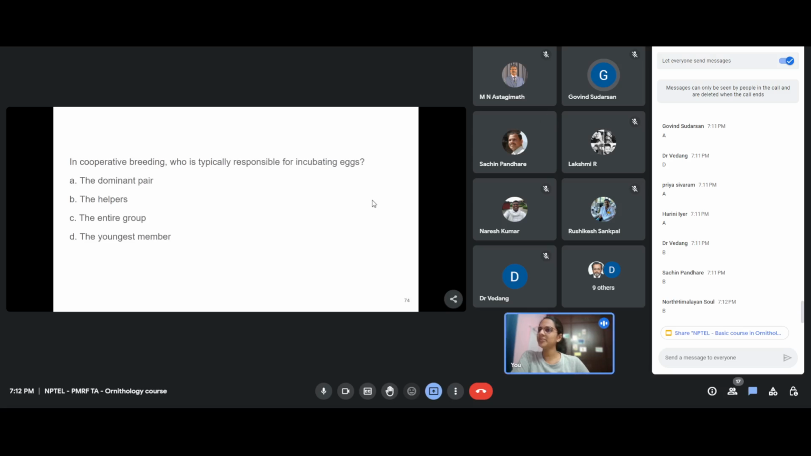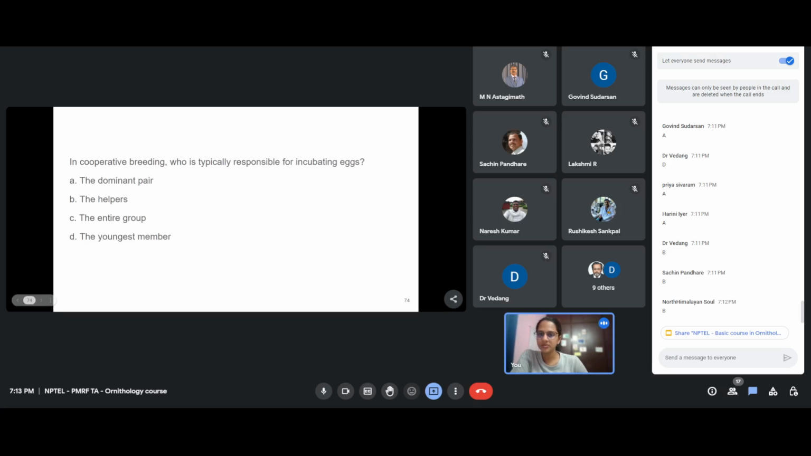It's the dominant pair that spends most of the time in the incubating roles, and the helpers usually spend their time feeding the chicks once they hatch, or feeding the adults while they are incubating. Mostly it's the female only, the dominant female, that incubates.